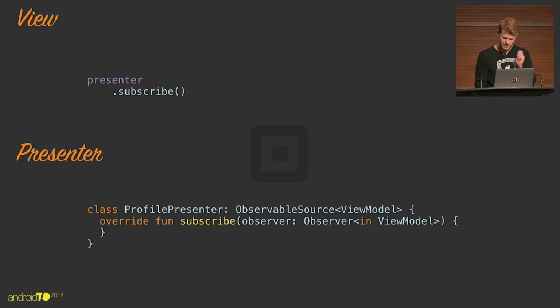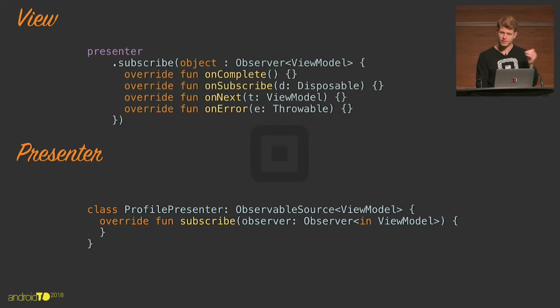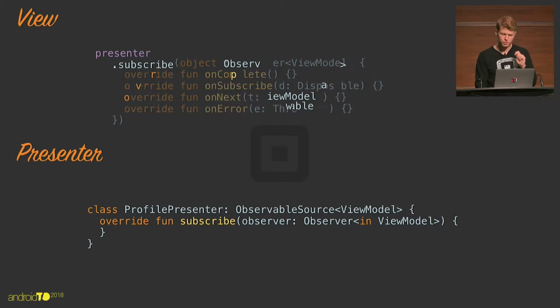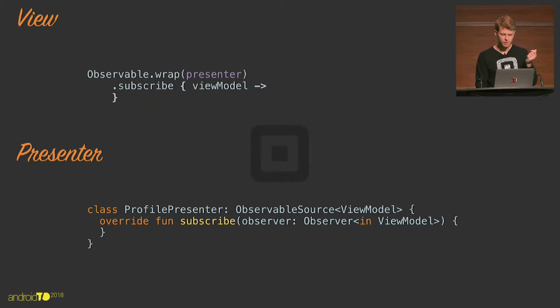And the problem is that the only subscribe method we get is one where we can only pass an observer to it, which means the call site will have to override everything. And in order to bypass that, you could wrap your presenter using the RxJava library, which makes it an observable, and then you subscribe to it.